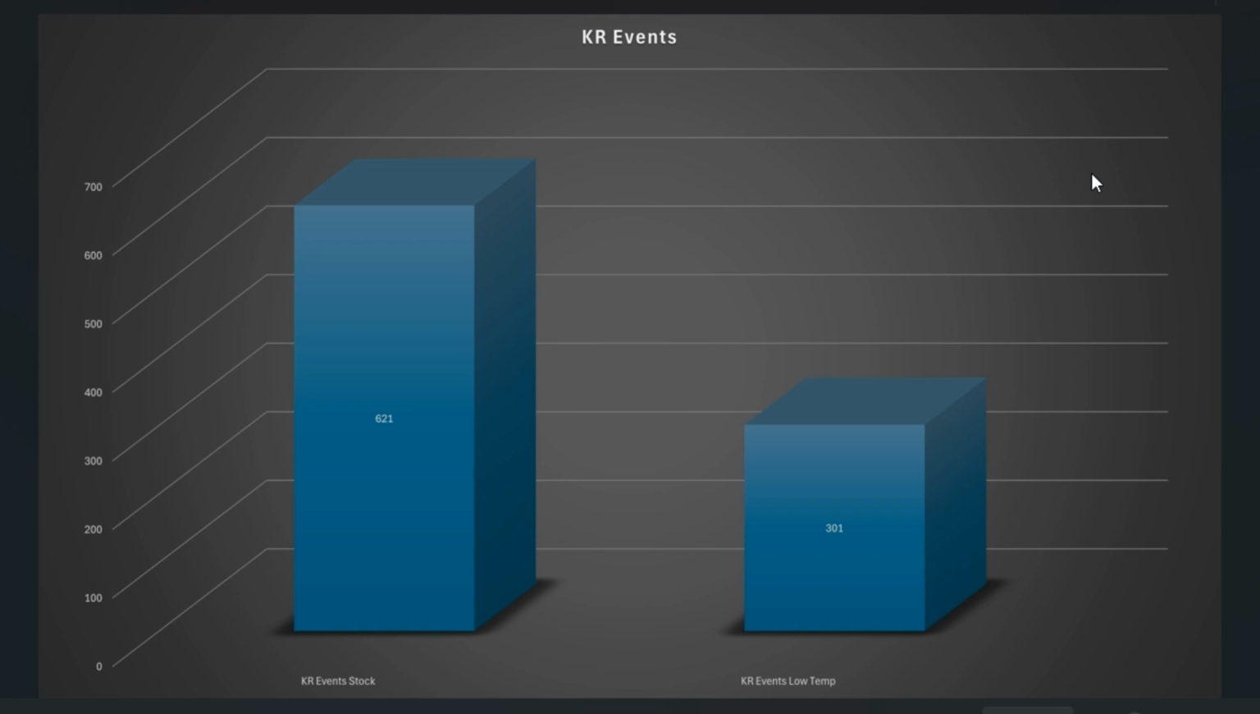So these are the knock, or the KR, the knock retard events that I experienced in that same drive. It was about 30 minutes on the freeway. So on the stock thermostat, I had 621 corrections that it made. On the low temp thermostat, it made 301 corrections. So less than half the corrections it made.